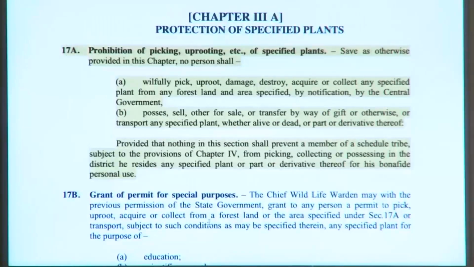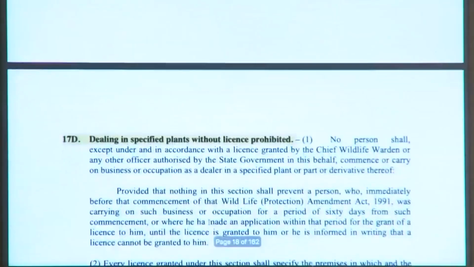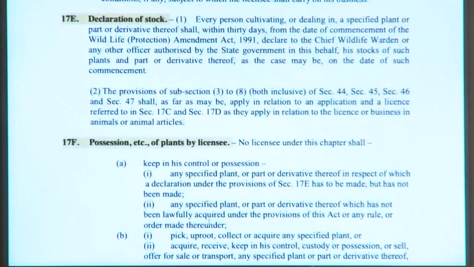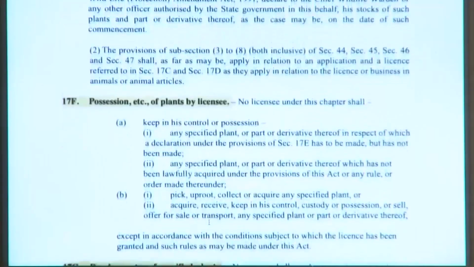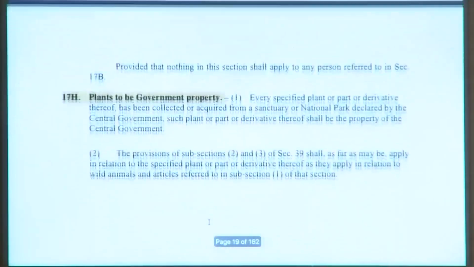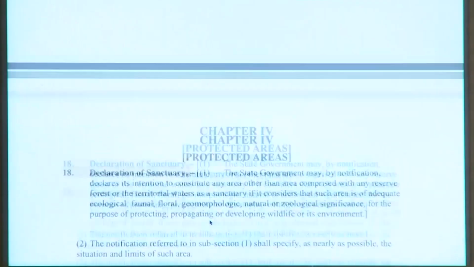Next, section 17A, that was added later on with an amendment. It says prohibition of picking, uprooting etcetera of specified plants. So, even plants are protected under the Wildlife Protection Act. Then you have dealing in specified plants without a license is prohibited. You have to declare your stock, how much of this plant you have, possession of plants by licensee, purchase of specified plants, plants to be government property.